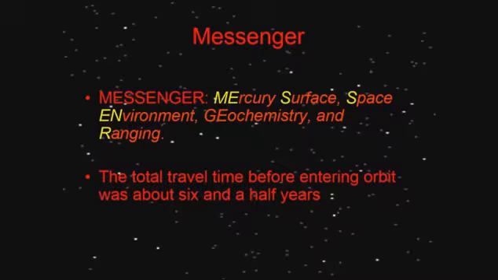So Messenger, the last probe that we've sent to Mercury so far, means the Mercury Surface Space Environment Geochemistry and Ranging Experiment. I think NASA actually has a department of acronyms that comes up with these things. The total travel time before getting into orbit, because it actually did go into orbit this time and not just shoot by, was about 6.5 years to get there.